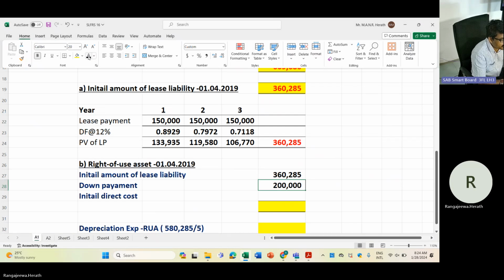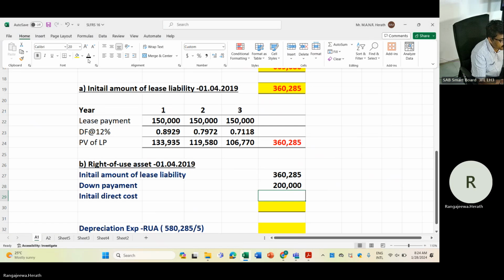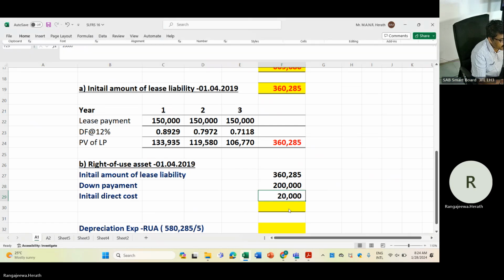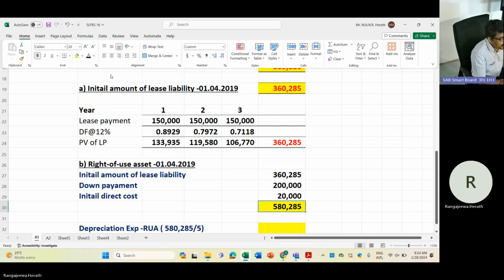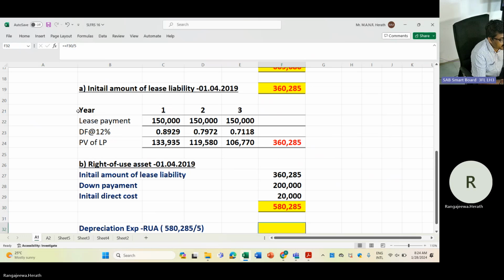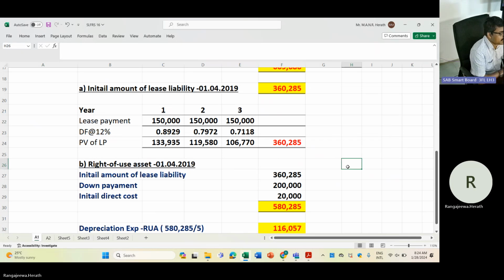Down payment 200,000. You have to credit cash and debit the right of use asset, and the initial direct cost 20,000. Altogether it is 580,285. Then you are asked for the annual depreciation. Here the useful life is 5 years and ownership transfers, so we can depreciate over 5 years. 580,285 divided by 5. Annual depreciation is 116,000.